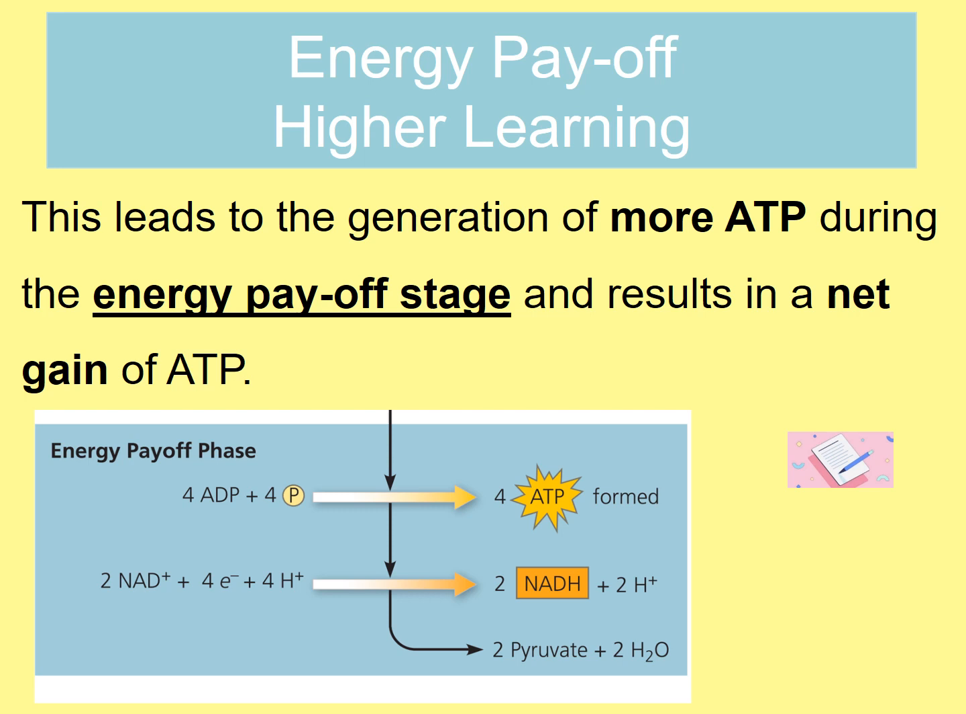As a result of glycolysis, we not only have a net gain of 2 ATP, but we also have NADH, which goes on to play a role in a later stage of respiration, and we also generate 2 pyruvate molecules.